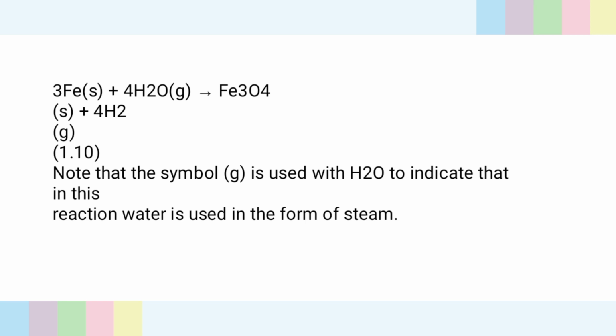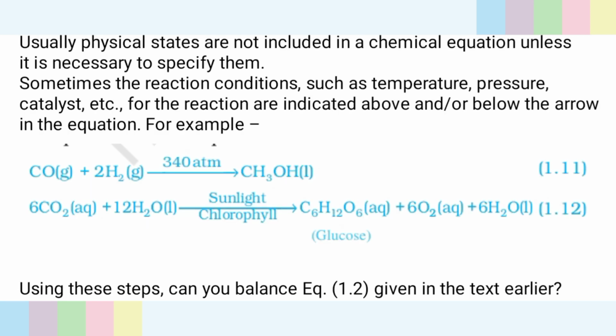So that gives Fe3O4, which is also in the form of solid, and 4H2, which is in the form of gas. So when you write G in front of a water molecule, that means it is in the form of steam. Usually physical states are not included in the chemical equation unless it is necessary to specify them. So usually we don't write any physical state till it is necessary to do so.